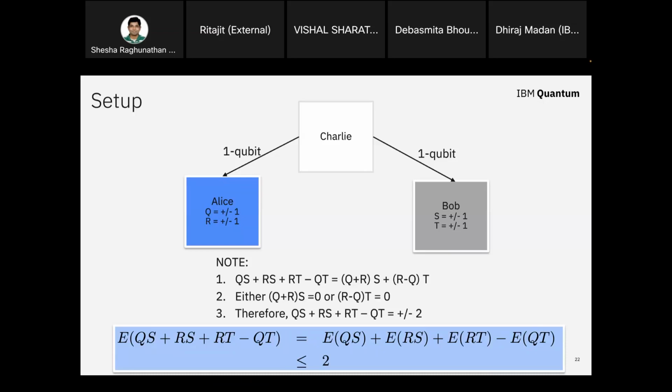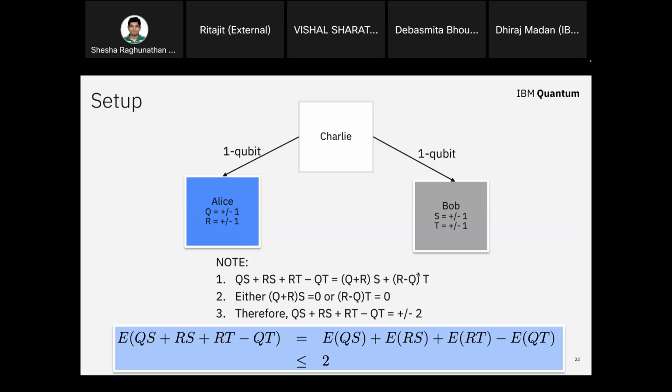So let's imagine that you have Charlie who can build a 2-qubit state, and then Charlie gives 1 qubit each to Alice and Bob. The setup is that Alice and Bob have 2 different measurements that they could do, Q and R for Alice, and let's assume that these measurements result in +1 or -1. Same goes with S and T that Bob can do. The other part that was implicit there is that they both do it simultaneously. There is nothing that could be communicated or anything else. So it all happens simultaneously.